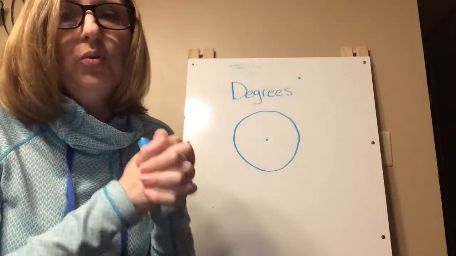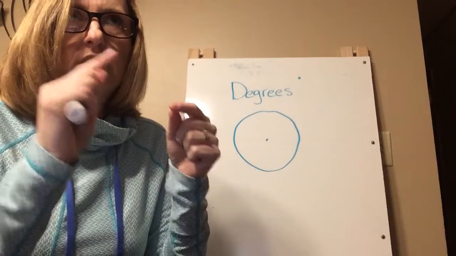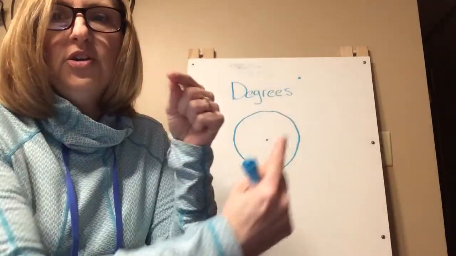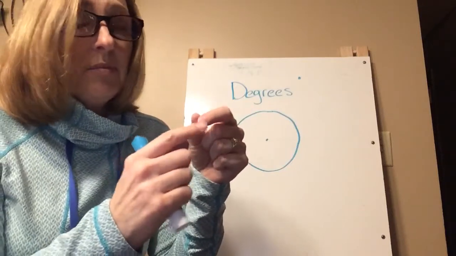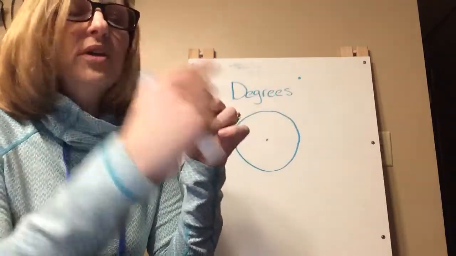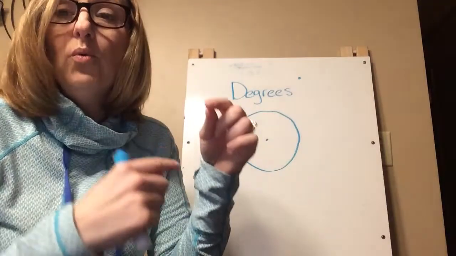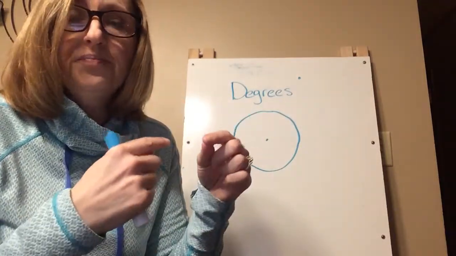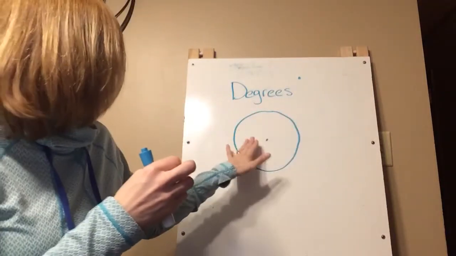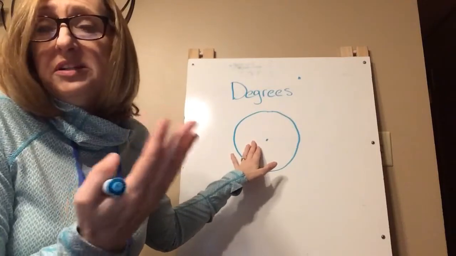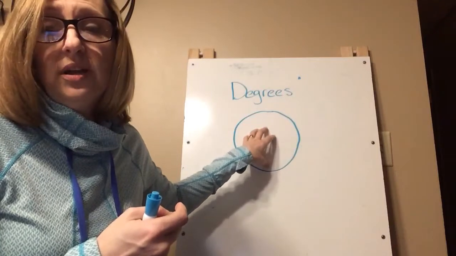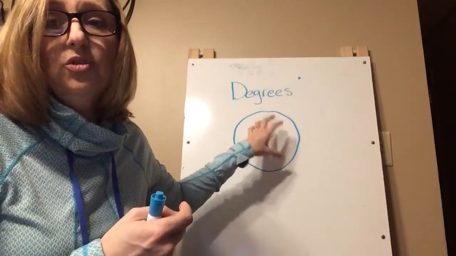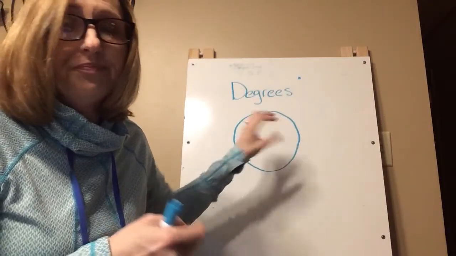Mathematicians, a long time ago, realized that it took the Earth about 360 days. We now know it's 365. But before all of that, they thought it was about 360 days to make one full year. So they took a circle and they said, okay, 360 is a good number. So they took a circle and divided it into 360 parts.